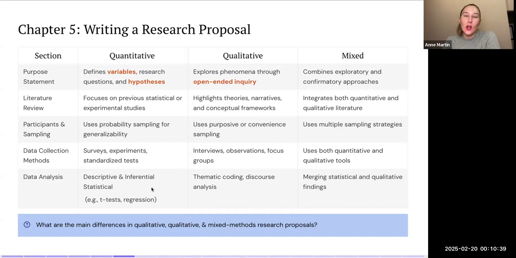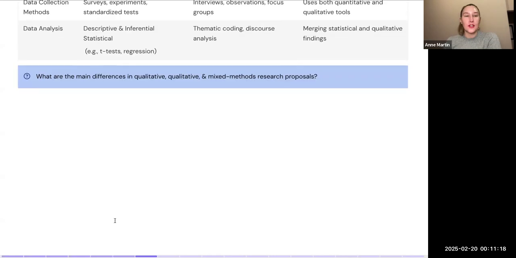And then data analysis. In a quantitative proposal, you would be proposing that you analyze those variables that you have turned into numbers with both descriptive and inferential statistics, and we will get to that in the second half of the course. In qualitative, you will be using coding or a thematic analysis technique to analyze the transcripts or artifacts that you collected. And then in mixed methods, you will be merging elements from both to help interpret your findings. So hopefully here you can see some of the main differences between the different types of research proposals.